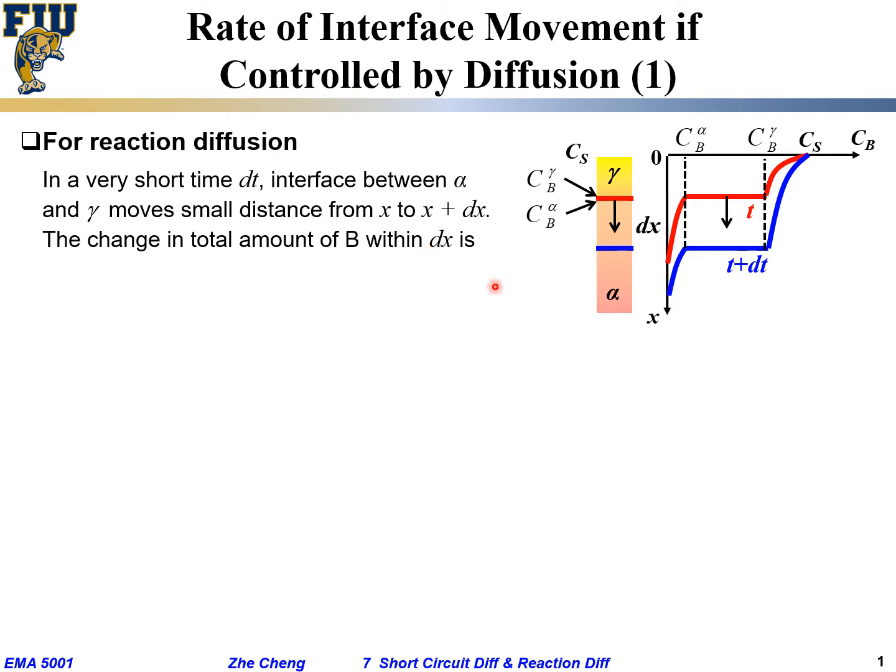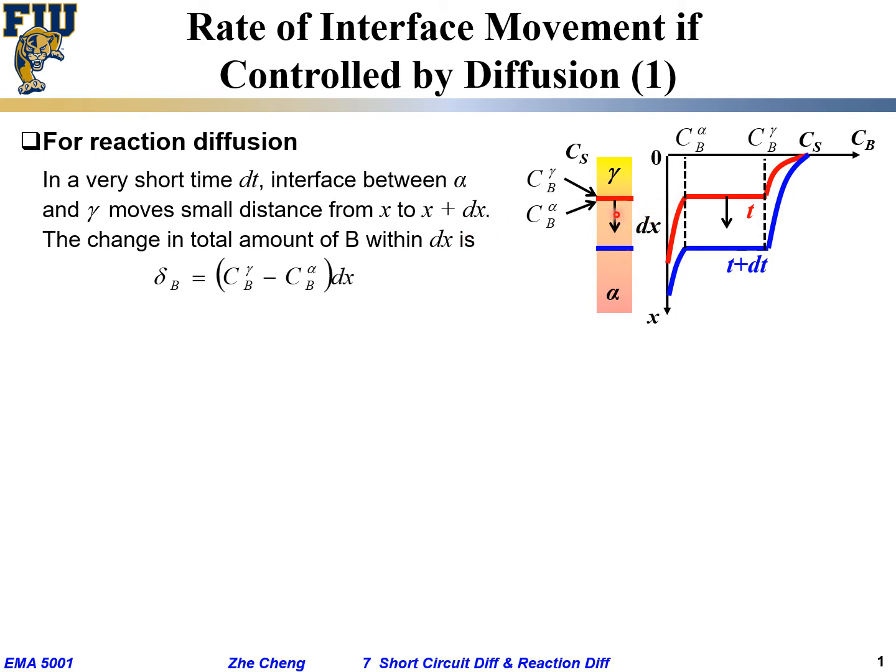Okay, now let's understand this a little bit. The change in total amount of B within dx, within here. The change in total amount of B within here, I'm going to draw it, we call it delta B as CB gamma minus CB alpha times dx. The interface moved a little bit.